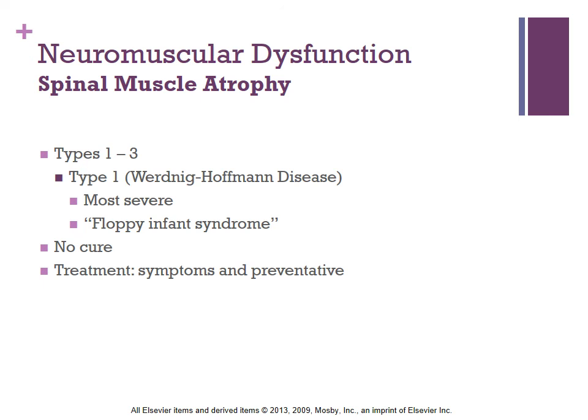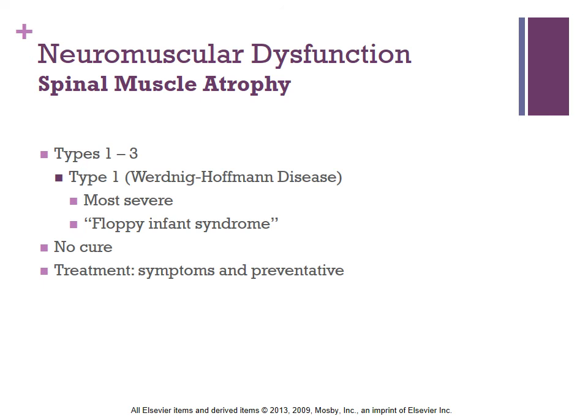Okay, our next area we're going to talk about is spinal muscular atrophy, or you may have heard it as SMA. This is an autosomal recessive defect or disease, I should say. So remember, autosomal recessive is when two parents must carry the gene for SMA. All right, like CF is autosomal recessive. There are three types, types 1 through 3.